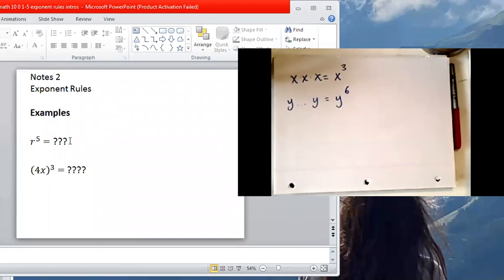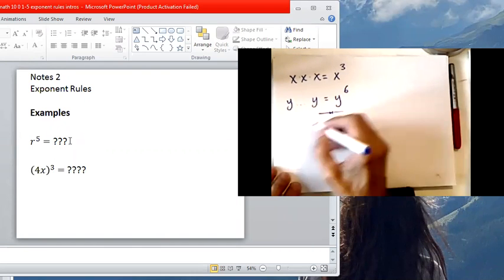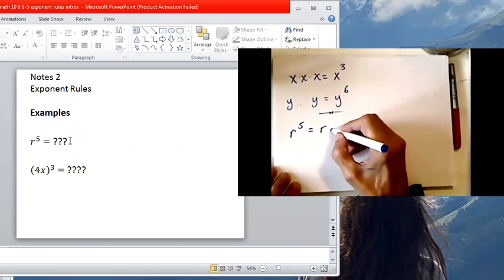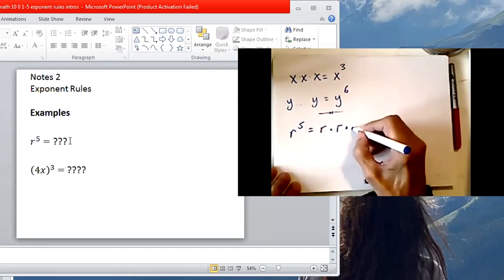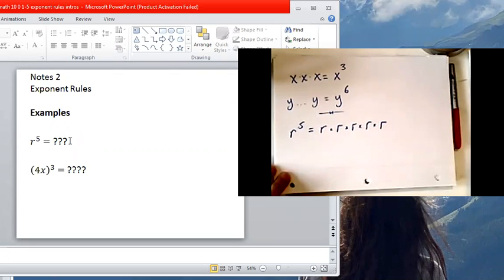For this one, it's kind of working backwards. If we have r to the 5, that's the same as how many r's multiplied together? 5 times. Yeah, exactly. Just 5 like that.